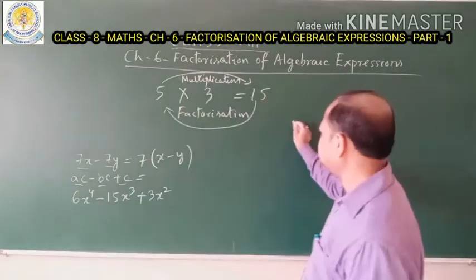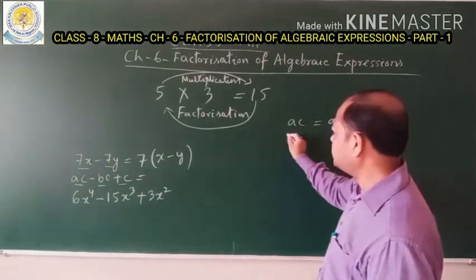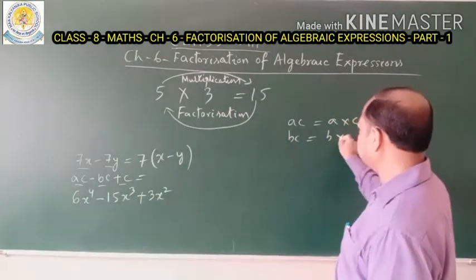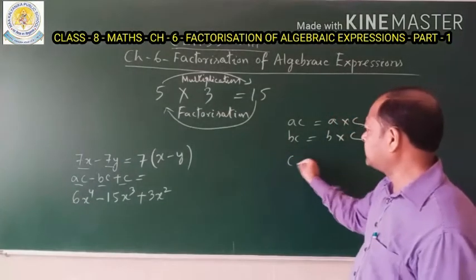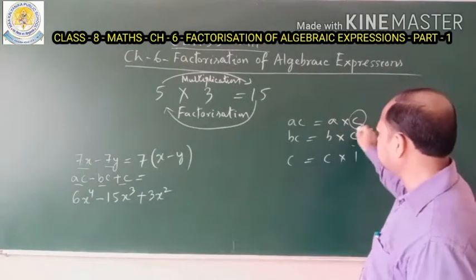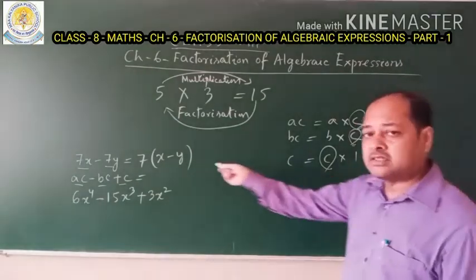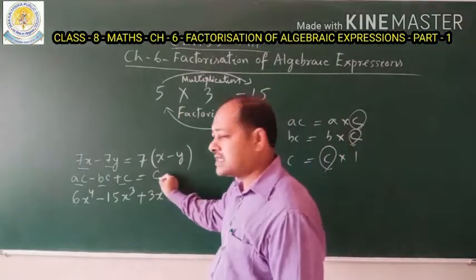Because how are we getting AC? That means A into C. How are we getting BC? That means B into C. And how are we getting C? You can write C into 1. So everywhere you see that C is present. That means C is a factor of all these three terms. So we can take C as common.